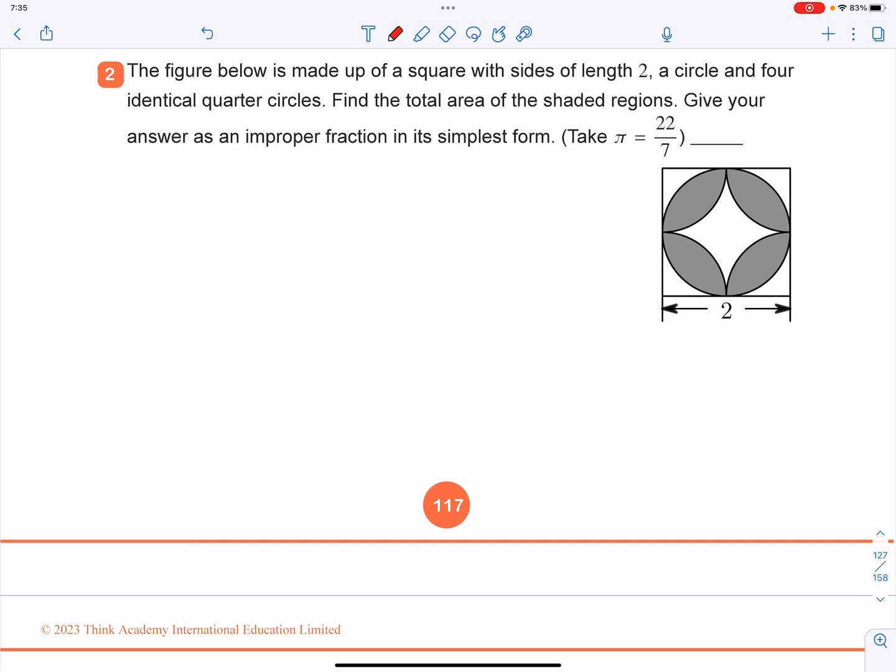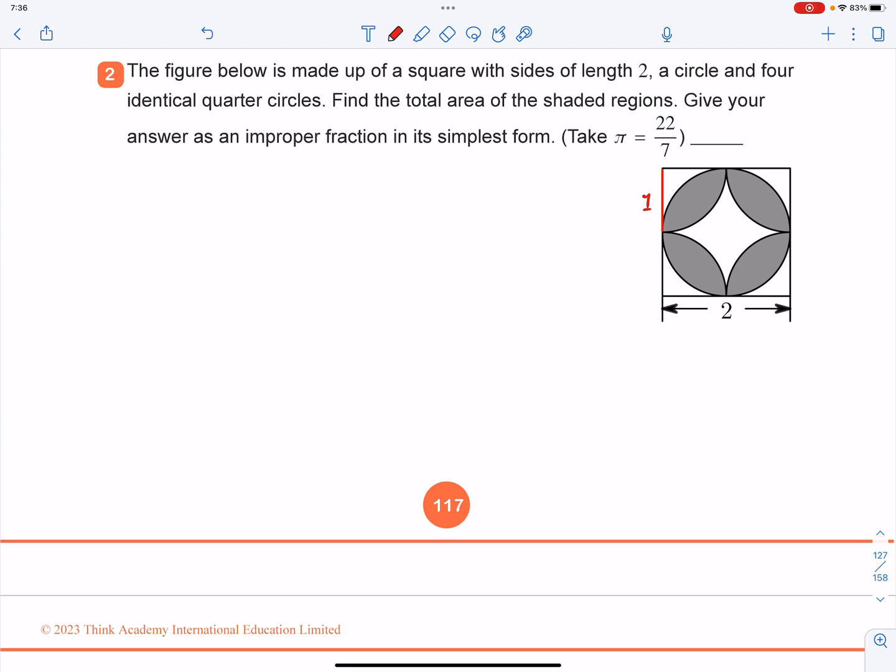Extensive exercises, question number 2 of lesson 5. The figure below is made up of a square with sides of length 2. So you know that the radius of each sector will be half of that 2, which is 1. And a circle and 4 identical quarter circles, find the total area of the shaded region. Give your answer as a fraction in the simplest form.